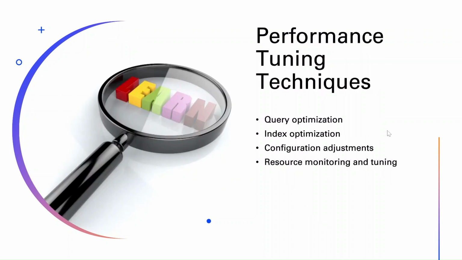Performance tuning techniques. First, you look at query optimization, index optimization, configuration adjustments, resource monitoring and tuning. So if you're looking at query optimization, you're going to think of making it as easy as possible for SQL Server to understand that. Maybe not using as many functions, or not using things like a sort or an order by. Maybe not using a wildcard. There's a few different techniques in there, and it really depends on the query that you're using.